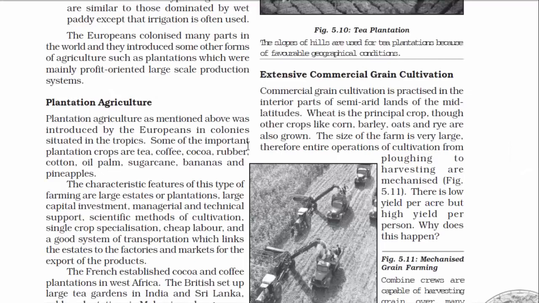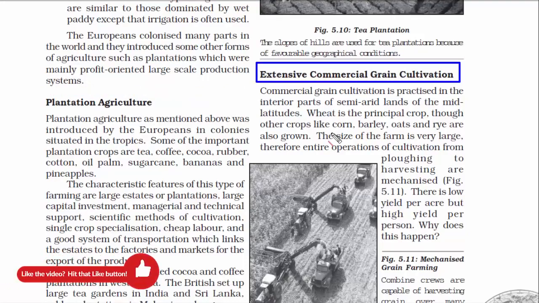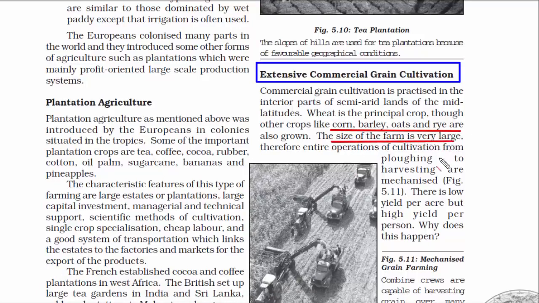And the next type of agricultural system is extensive commercial grain cultivation. Whenever there is a word called commercial, always remember we are dealing with business that deals in profit. And the word extensive means large scale operation. So in this type of agriculture, commercial crops are grown on a large scale. We are talking about corn, barley, oats and rye. The size of the farm is very large, therefore almost all the operations are mechanized from cultivation to plowing to harvesting.